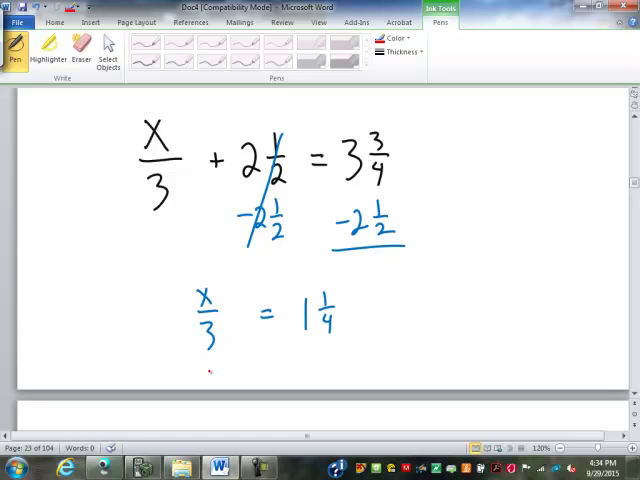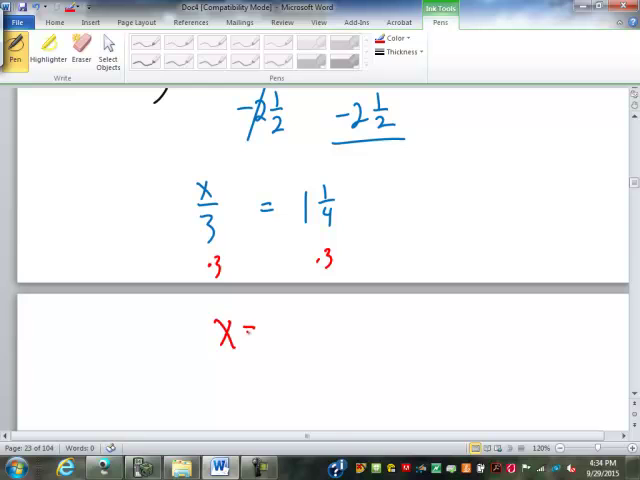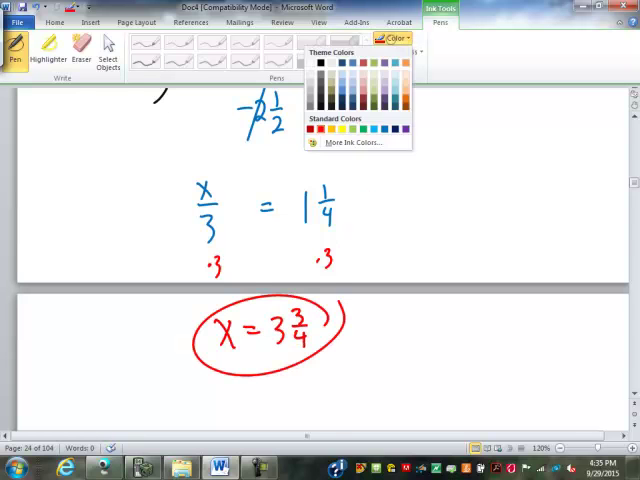X is divided by 3, so times 3. Or we could look at it as 1/3 x and divide by 1/3. Either way, it's going to work out the same. X is 3 3/4. How many of you had 3 3/4?